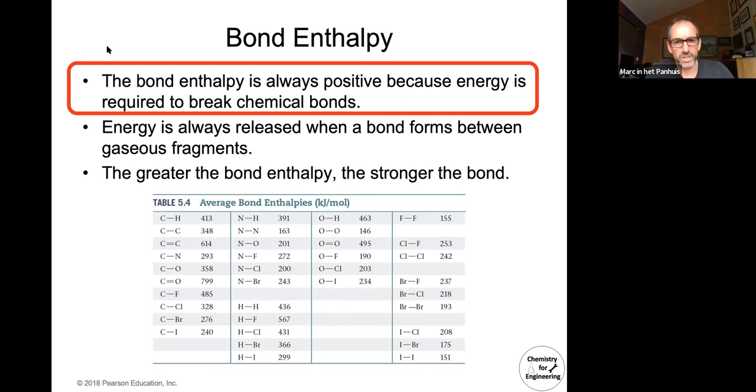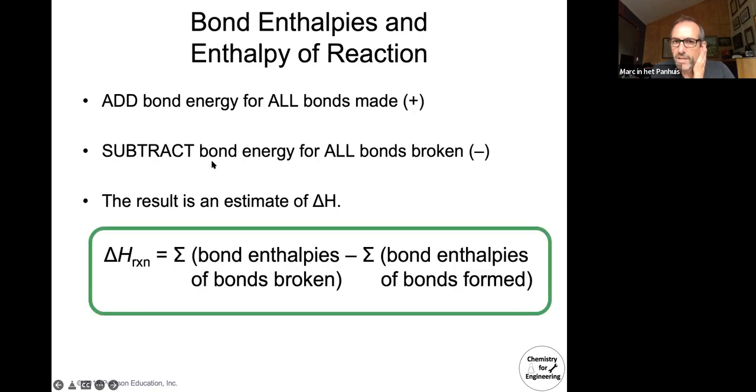And I'm noticing that we're almost at the end. So if we want to look at what happens when we do reactions, then we can do the same thing as we did with the formation. We need to look at what are the enthalpies of the bonds that are being broken, and we have to subtract that with the enthalpies of the bonds being formed.